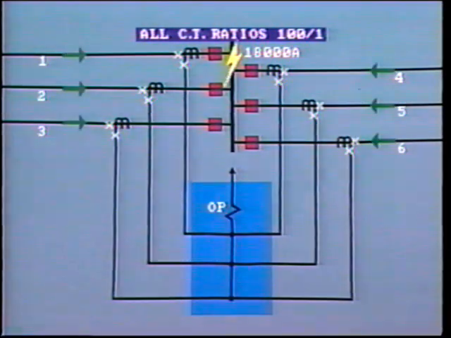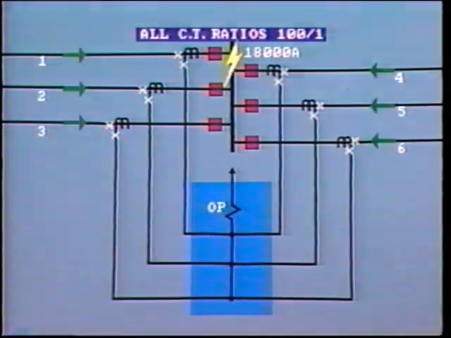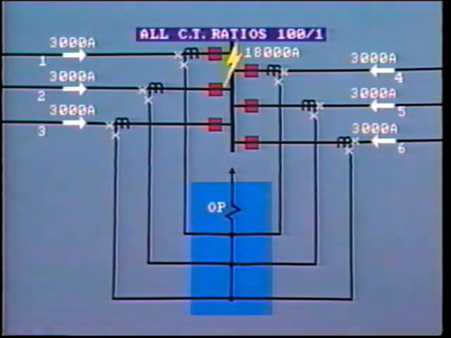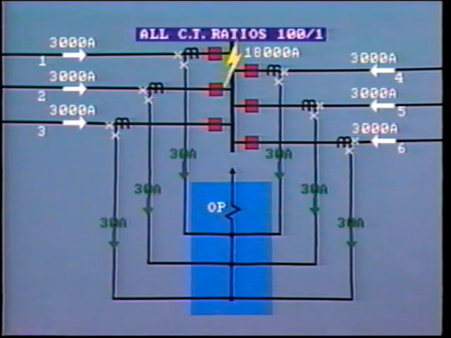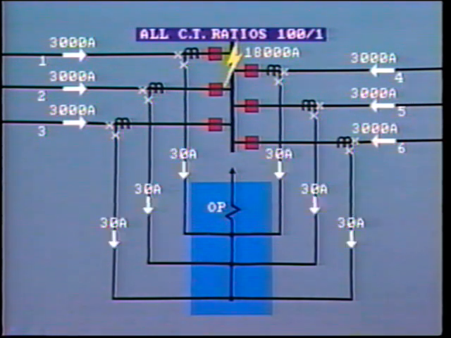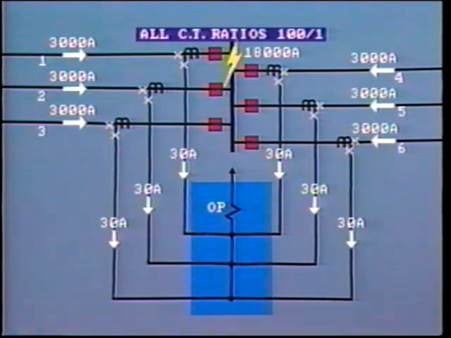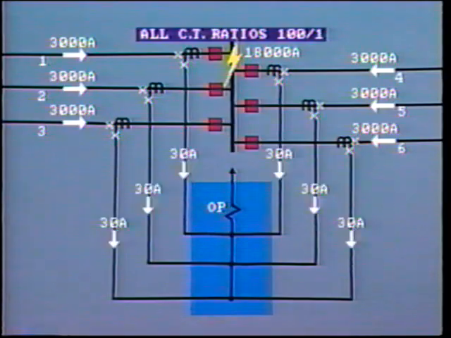Now, we will have all 6 lines feeding current into the bus to supply the fault. Depending upon the reactance of each line from its respective source, the current flows will probably be similar. In this case, let's say 3,000 amps each. Now, in the secondary of each CT, we have 30 amps flowing. Note that this is 6 times the secondary rating of 5 amps, well within the range of accuracy.